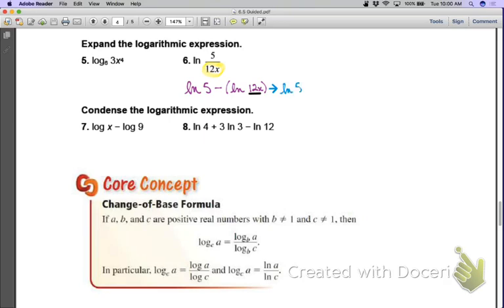Nothing's going to change with the natural log of 5 minus, and then if I have the natural log of 12 plus the natural log of x. The big thing here is I don't want to ever end with an exponent, and I don't want to end with parentheses. So whenever I do this, I want to make sure that I distribute that negative to everything inside here. So then whenever I'm done with everything, I have the natural log of 5 minus the natural log of 12 minus the natural log of x.